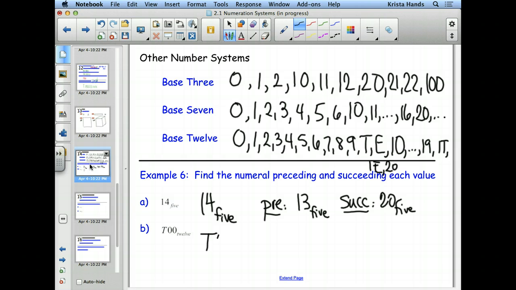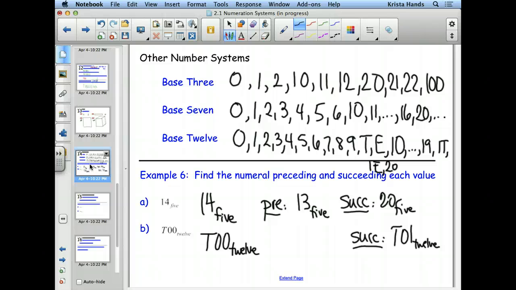All right, how about T, 0, 0? This is base 12. Let me suggest we do the easy one first. Can you tell which one's the easy one? Preceding or succeeding? Succeeding is the easy one. What is the succeeding term? T, 0, 1, absolutely. And again, base 12. Why is the preceding term the more difficult one? Because it has those zeros at the end, right?